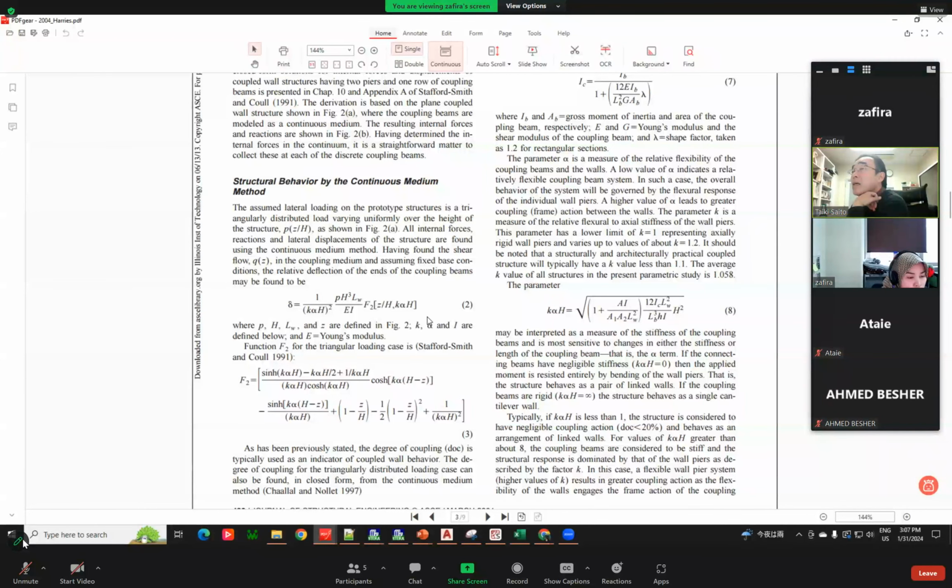Assume the lateral loading on the prototype structure is triangular distributed load. All internal forces and reactions to lateral displacement of the structure are found using the continuous medium method. Having found the shear force Q in the coupling medium and assuming fixed base conditions, the relative deflection of the end of the coupling beam may be found to be a function for the triangular loading case.